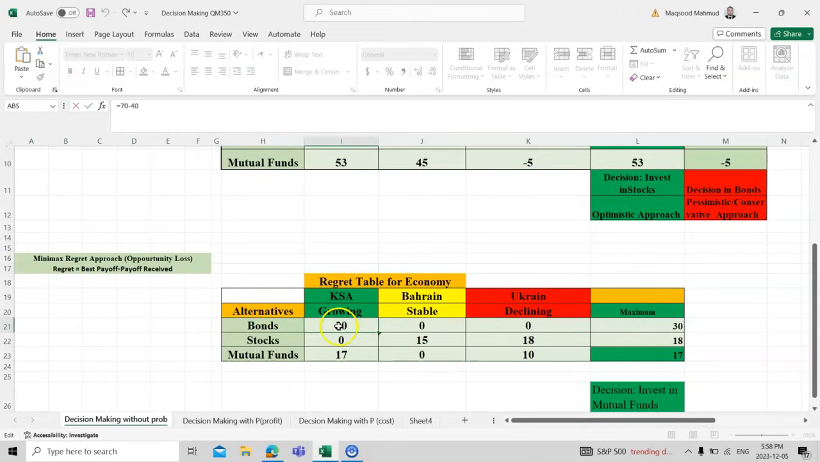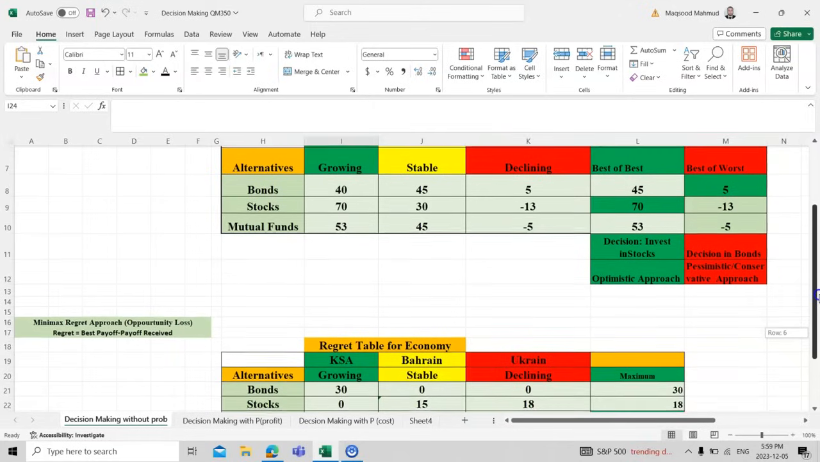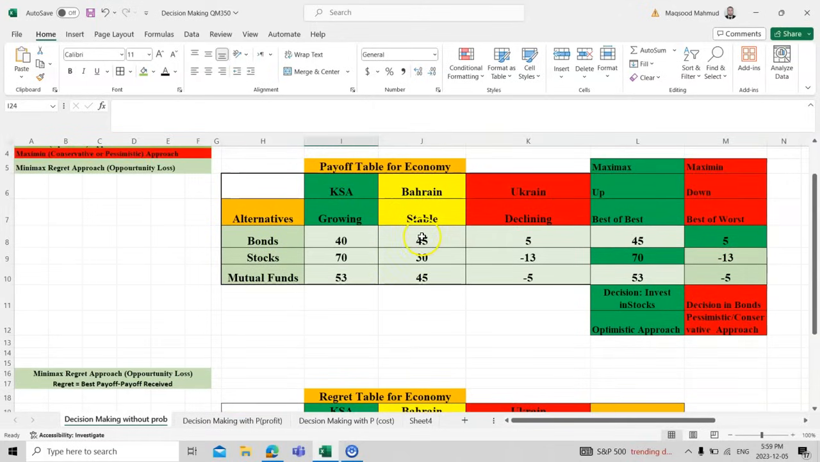So 70 minus 40, okay, and then we say 70 minus 70 from themselves, and then 70 minus 53, right? So we got another table, the payoff table or regret table, as we call it. This is called the regret table, and in this regret table we have to select the best one. Similarly for Bahrain, we will see which one is the maximum.